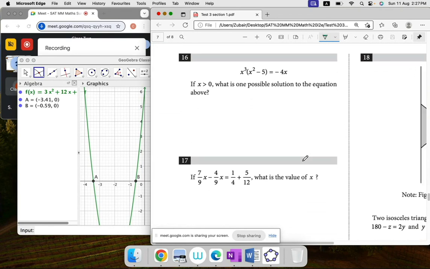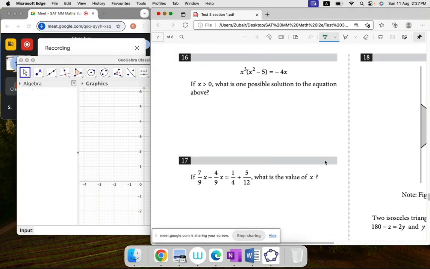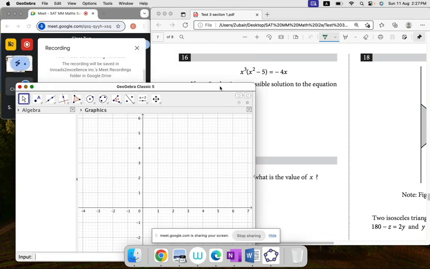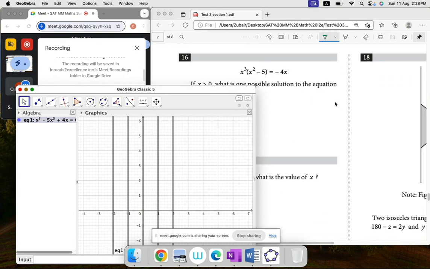If x is greater than 0, what is one possible solution of this equation? I would just wish to try that as well on the software. So this is basically, if I just multiply it, that would be x raised to power 5 minus 5x cube equals to minus 4x. So I'm getting 1 and 2.